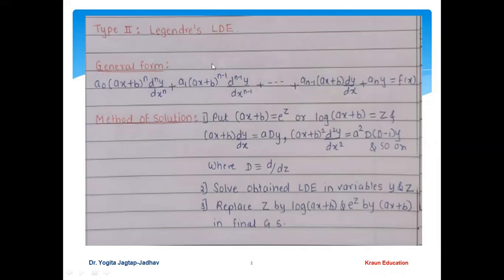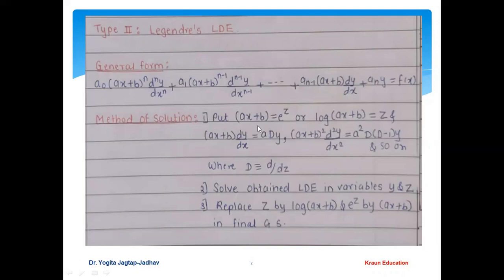When we identify that the given differential equation is Legendre's linear differential equation, we have to solve it using the following steps. Here we put ax plus b equals e raised to z, or log of ax plus b equals z. With this substitution, the first order derivative term (ax+b) dy by dx equals a D y, and (ax+b) whole square d square y by dx square becomes a square D(D minus 1) operating on y, and so on, where D stands for d by dz.